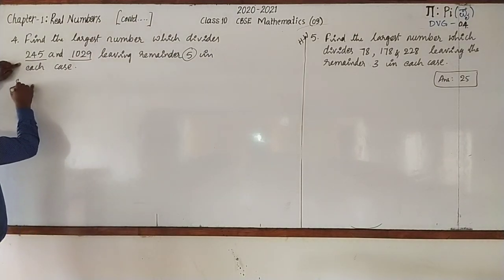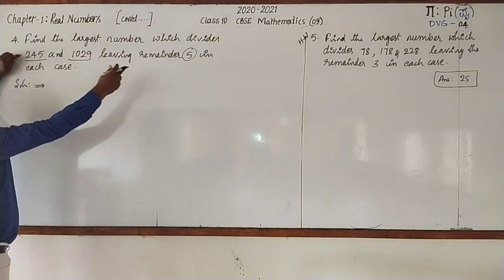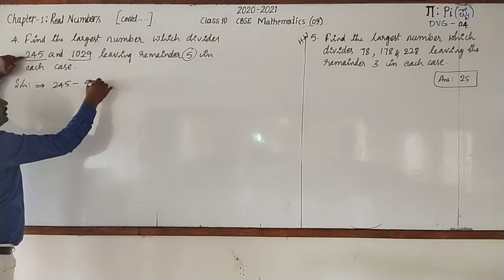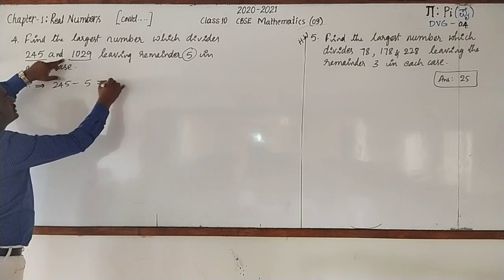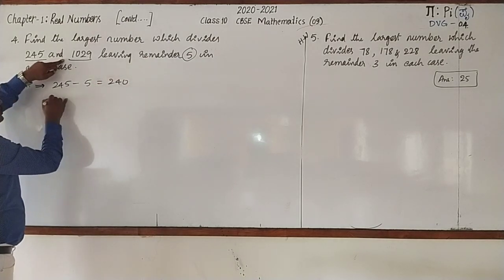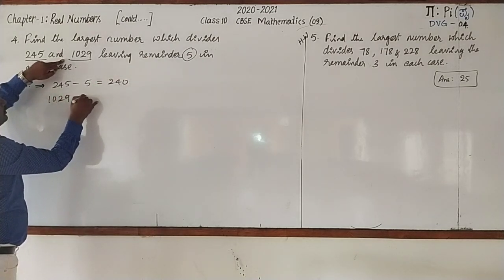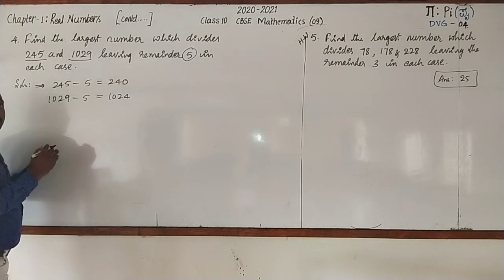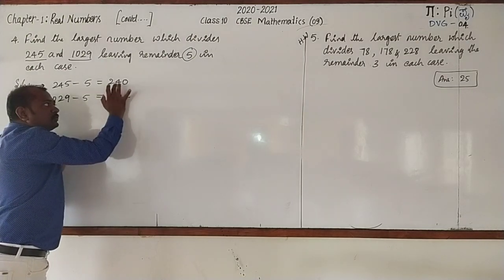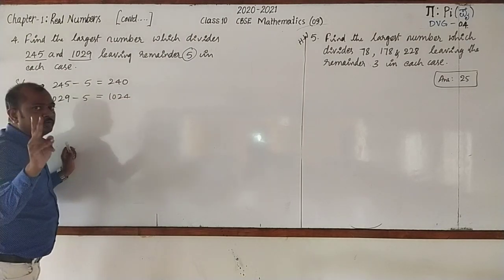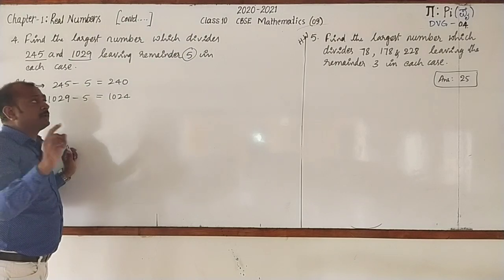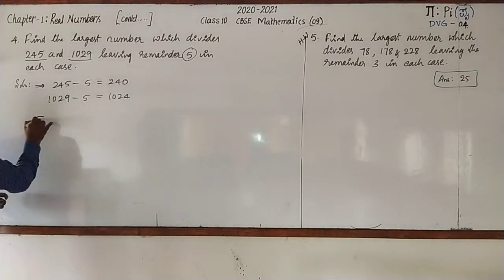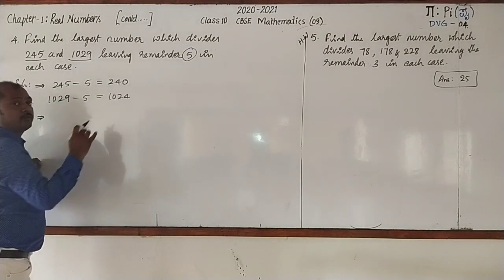Hence, I go for subtracting 5 from these two. 245 minus 5 is equal to 240, and 1029 minus 5 is equal to 1024. Now, these are the two numbers, 240 and 1024, which are divisible by a greatest number. What is that greatest number? To find that, you should go for finding the HCF of these two.